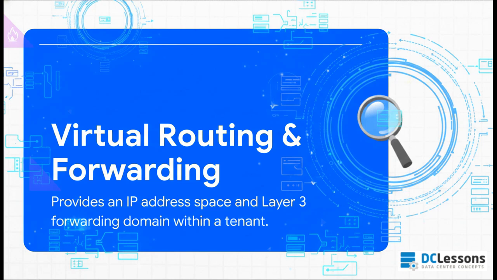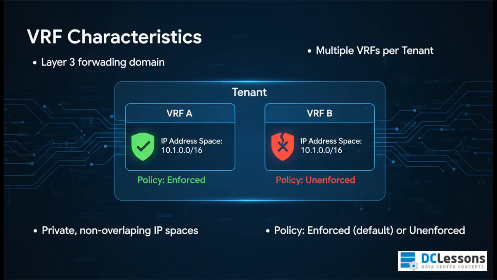That means you can have the same IP address space, say 10.1.1.0/24, in 2 different VRFs, and they won't conflict at all. It is the primary tool for creating distinct Layer 3 worlds inside of a tenant. So just remember, each VRF is its own little Layer 3 universe. A single tenant can have many VRFs if you need to separate things out.